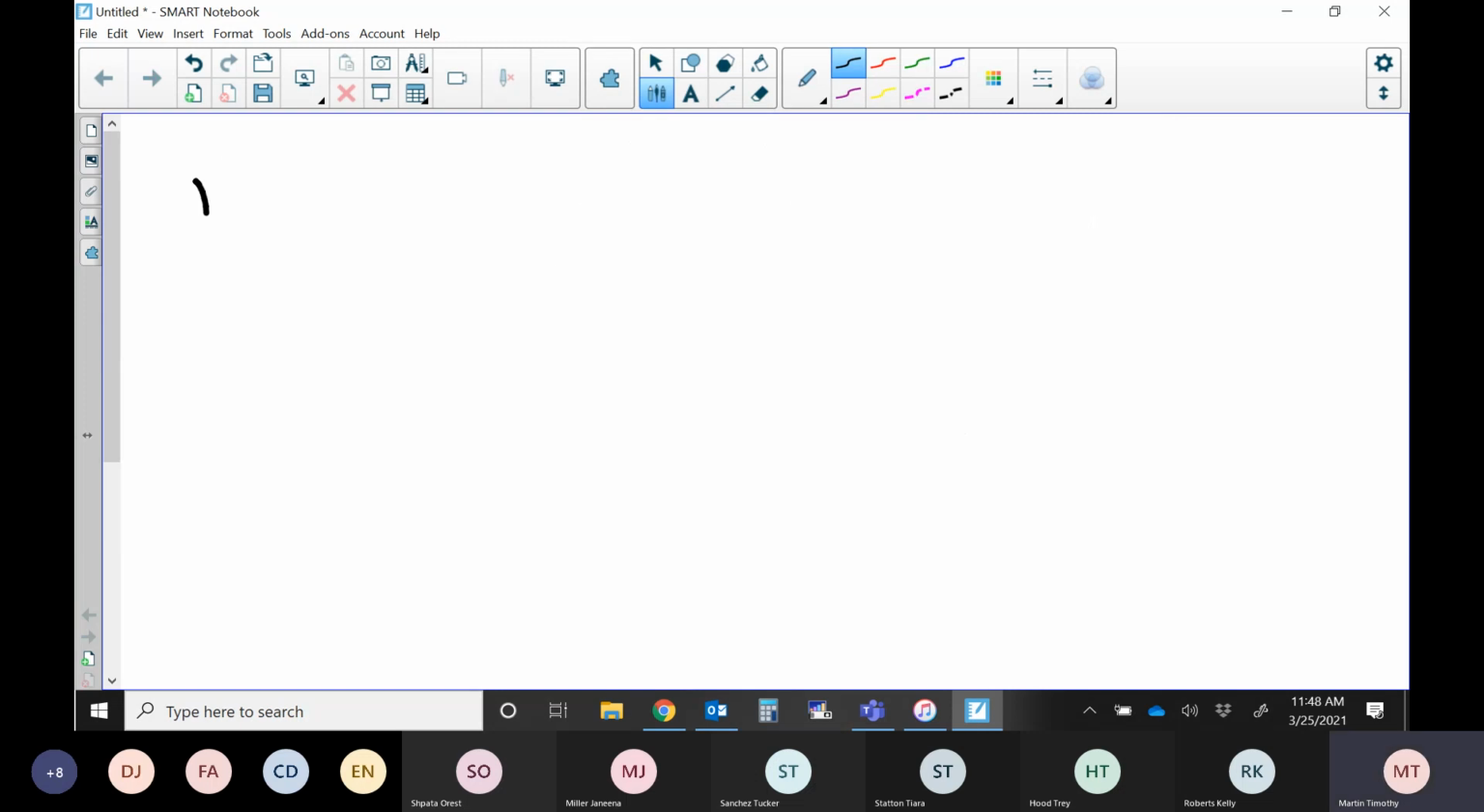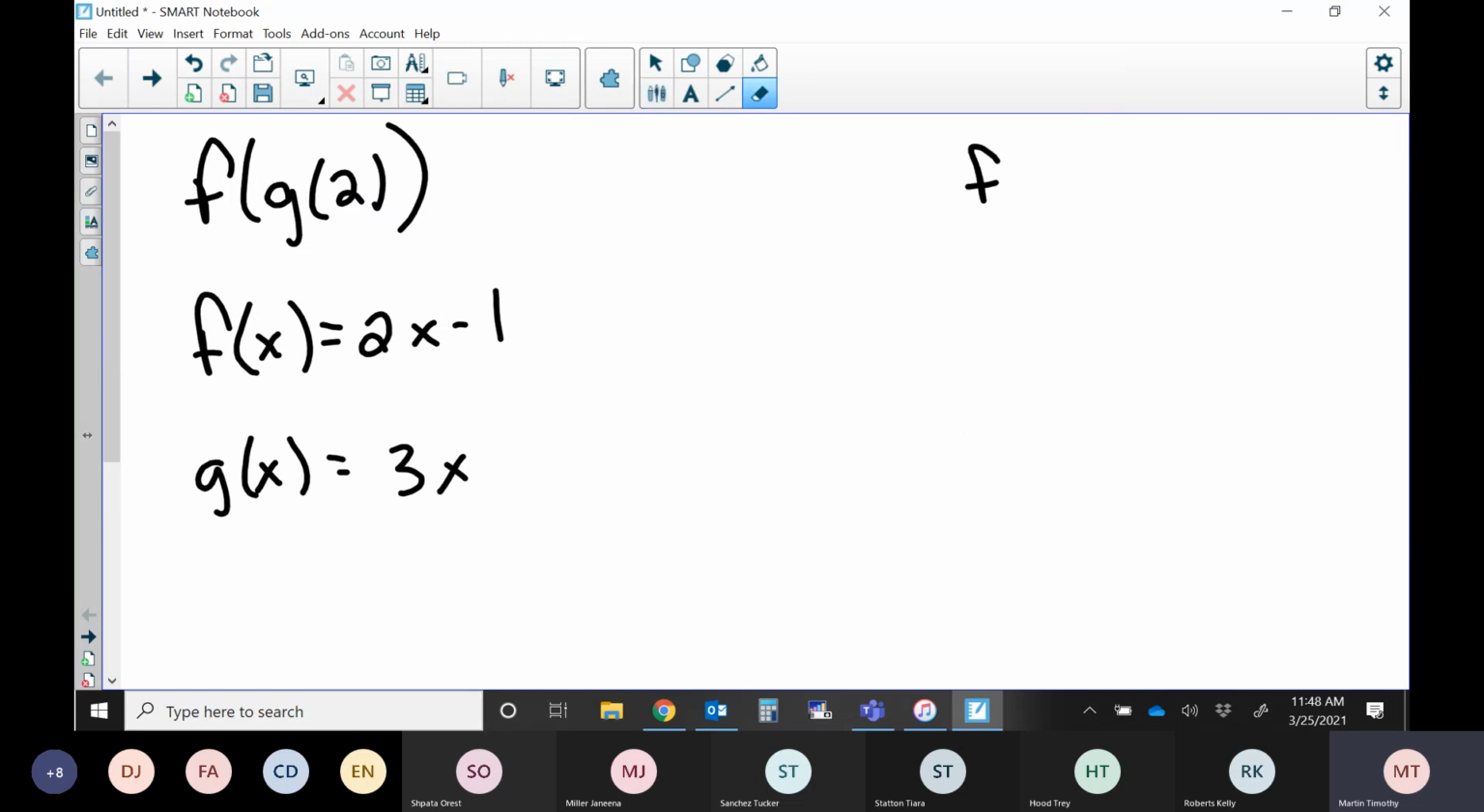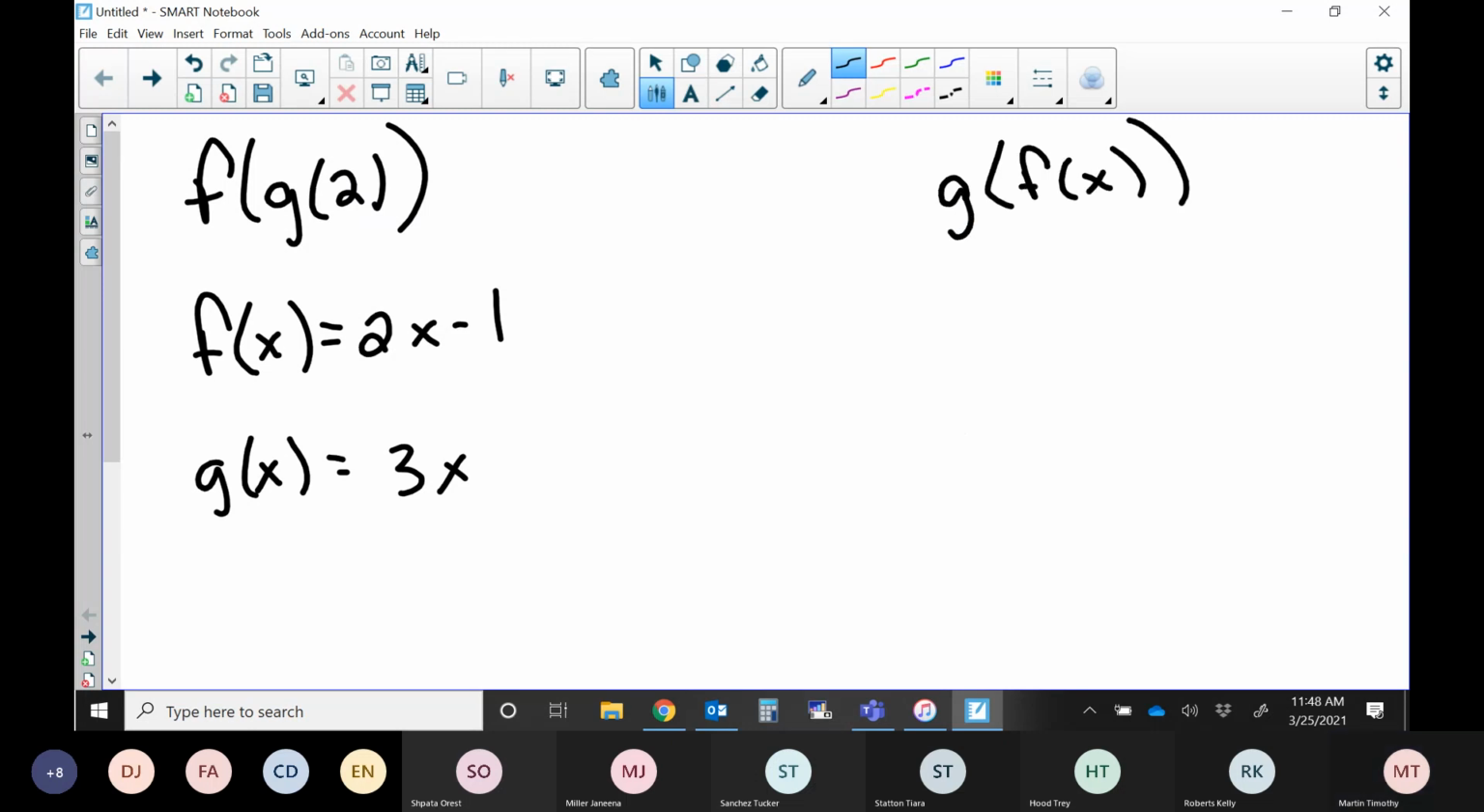All right, try this one. F of g at 2. And let f of x equal this. G of x equals 3x. And then try this one. Try both those real quick. These are the problems, the things I just underlined.